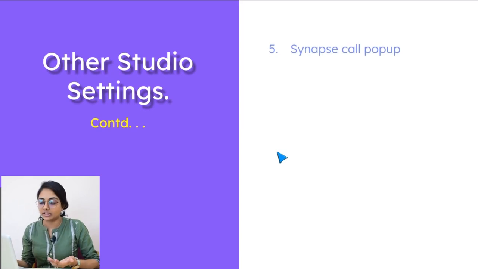Other than that, next setting we have is Synapse call pop-up. Whenever you integrate CRM with Synapse, how can you customize the CRM pop-up you get on the screen whenever there is an incoming call or an outgoing call? There is one setting for it which is also configurable. We will also look at that setting.